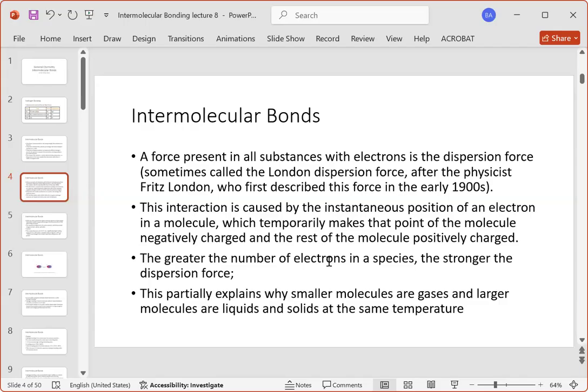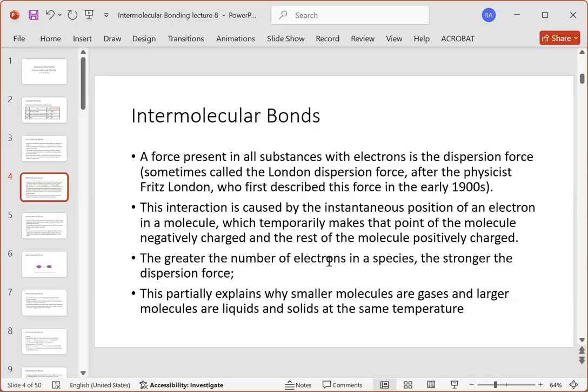So the greater the number of electrons in a species, the stronger the dispersion force. This explains why small molecules are gases and larger molecules are liquids and solids at the same temperature, because the larger molecules have more electrons. So you have more electrons to have instantaneous positions, and they will cause more forces. The smaller molecules have fewer electrons, so they cannot cause as much force.